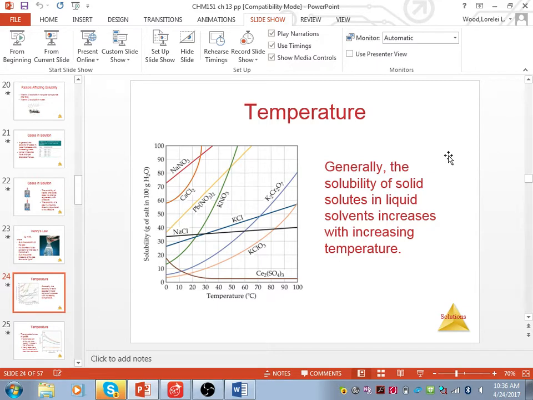120, right? Wouldn't you just double it? And that would be a saturated solution. So those are all lines of saturation.